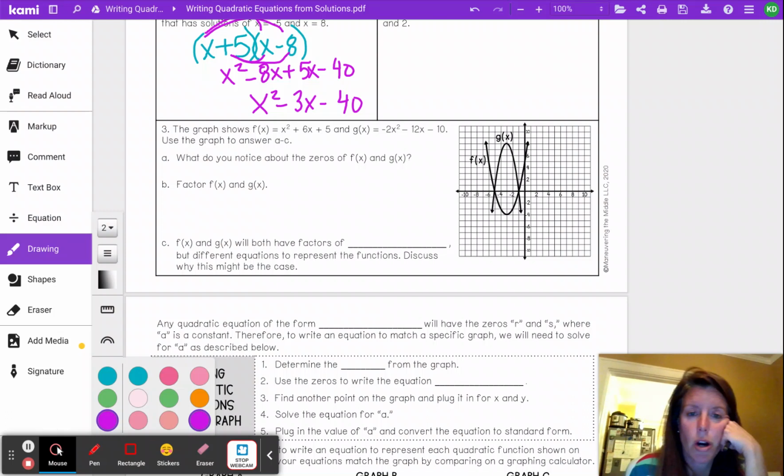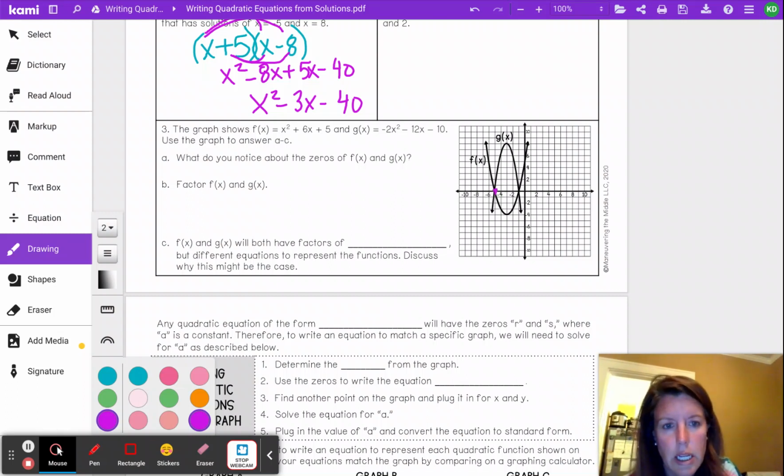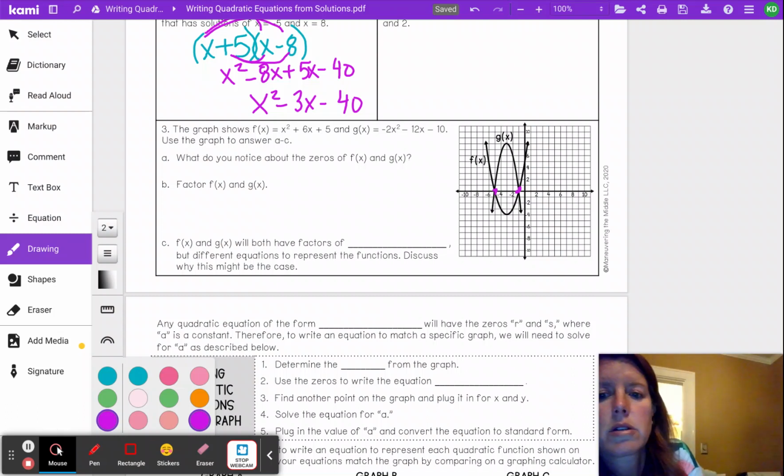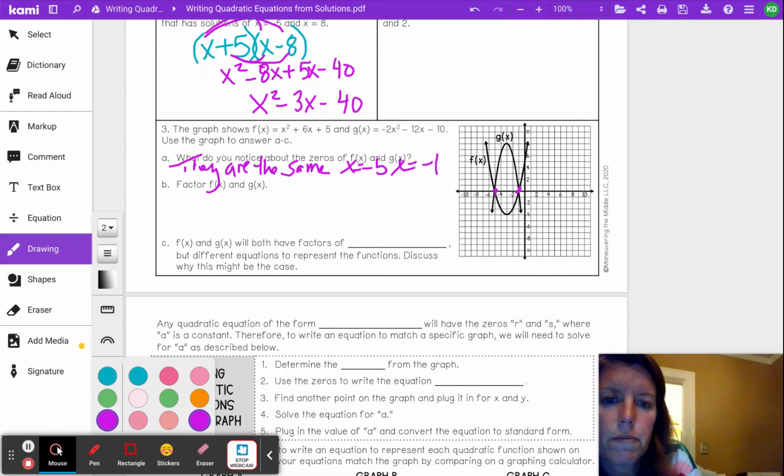Okay. So next I'm going to see, it looks like the x-intercepts or the zeros are the exact same for both of them. Looks like it's right here at -5 and then -1. Yeah, it's kind of hard to see, but -5 and -1. So what do you notice about the zeros? They're the same. They are the same. And they are x equals -5, x equals -1.